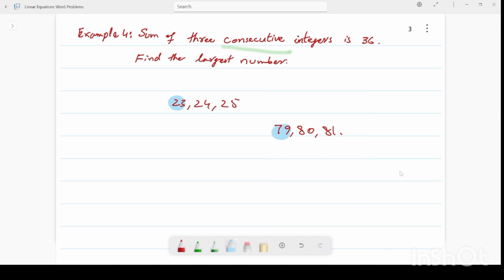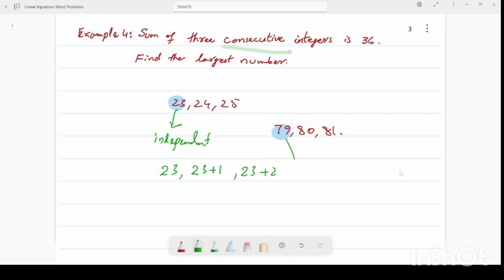Now we have seen that if the first integer is found, the rest of the integers can be found easily. But if we don't know the first integer, then the other integers cannot be found. So the first integer is independent and the other integers are dependent. How are they dependent? Now I want to show you that. First number is 23. Then the second number is actually 23 plus 1. Then the next number is 23 plus 2.